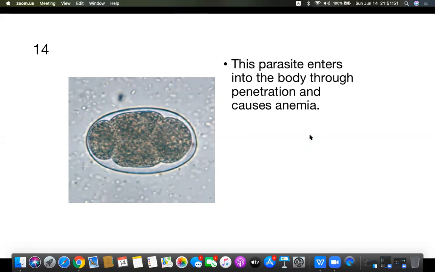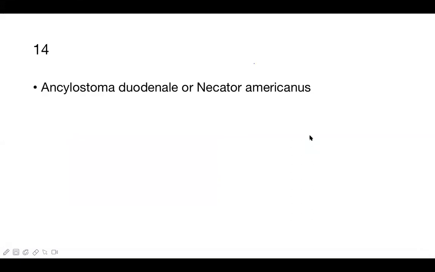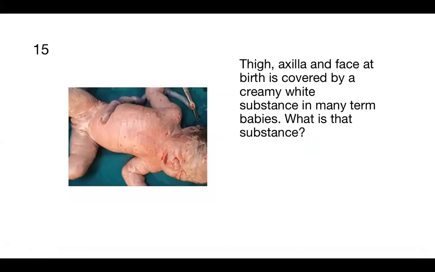Albendazole to kill that worm, and then to treat iron deficiency anemia, you give iron supplementation. If anemia is very severe, you can give blood transfusion as well. Okay, very nice. So this is Ancylostoma duodenale or Necator americanus. Now let's move on. Let's go to question number 15.